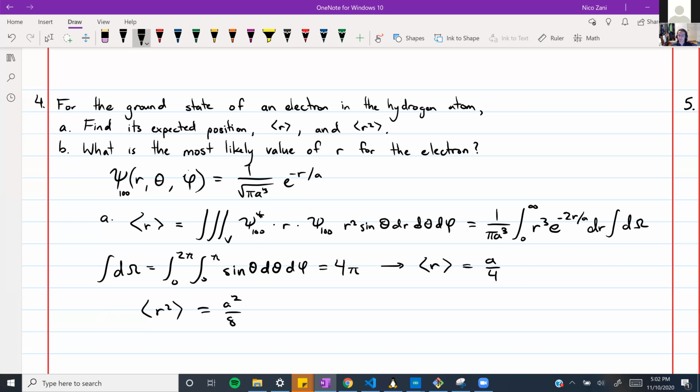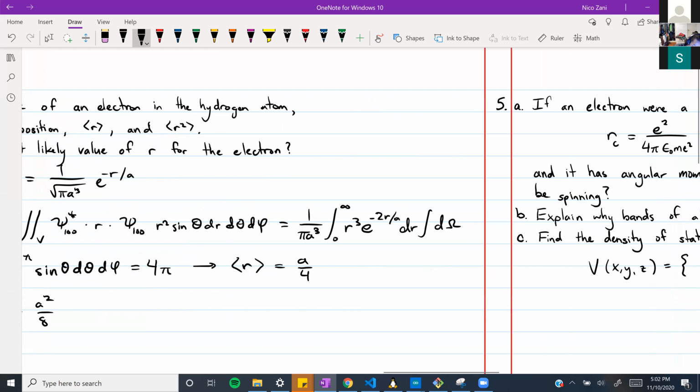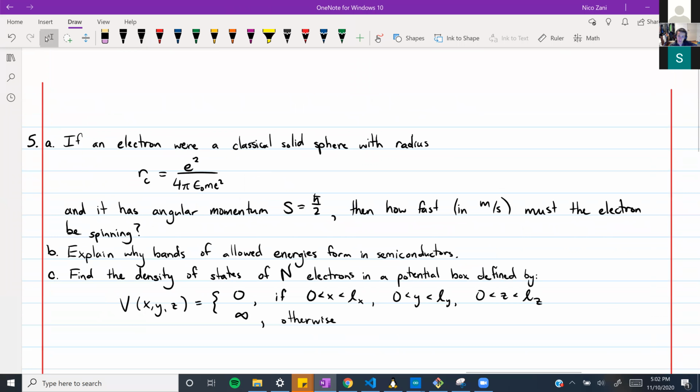Okay, anyone want to give the most likely value of r for this electron? A. Yep, perfect. Seems like you guys get this one. Okay, so now last thing is just a couple of somewhat conceptual questions. Maybe you saw these on your homework. The especially famous one here is this question of if an electron were a classical solid sphere with radius given by that, and it has angular momentum given by its spin, that is to say its angular momentum is h bar over 2, then how fast in meters per second must the electron be spinning?